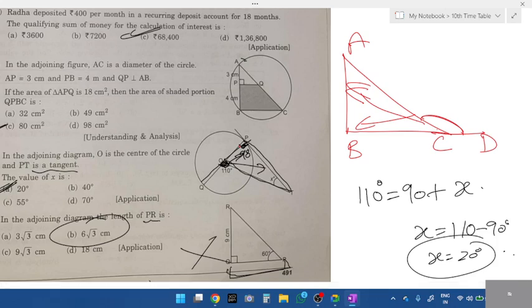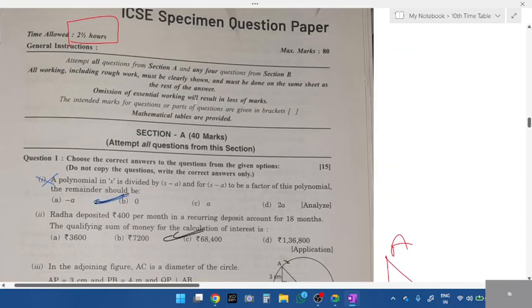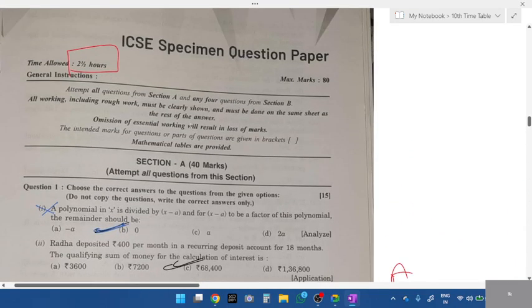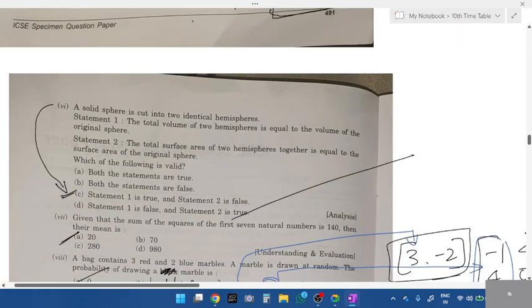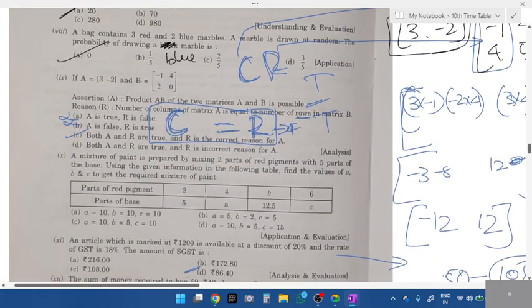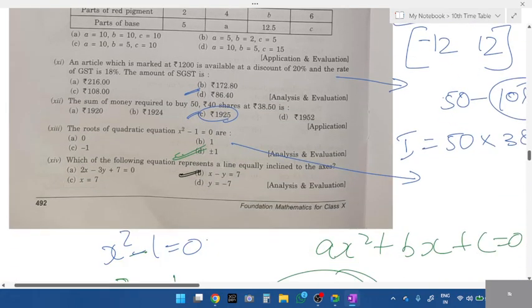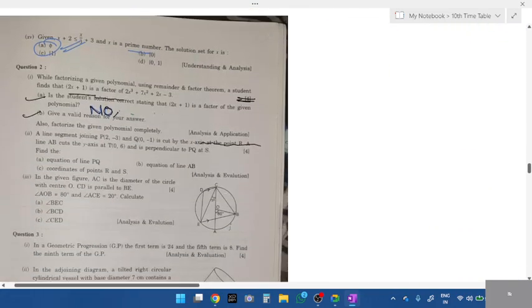Look how simple a question they have given. The specimen paper is given by the board, the ICSE specimen question paper. So all these are relevant questions. We'll have to study questions related to this. Only based on this, I've taught you all. You take any question, you'll be able to solve.